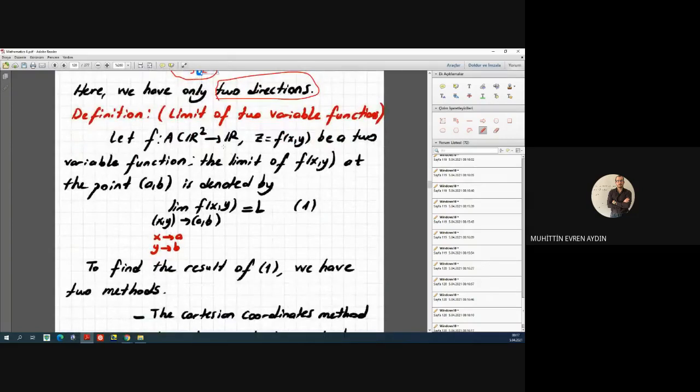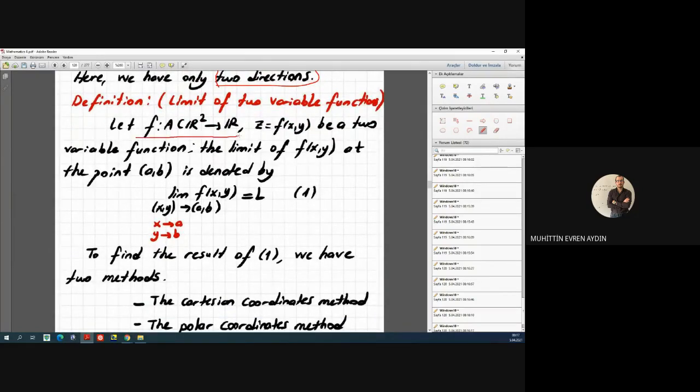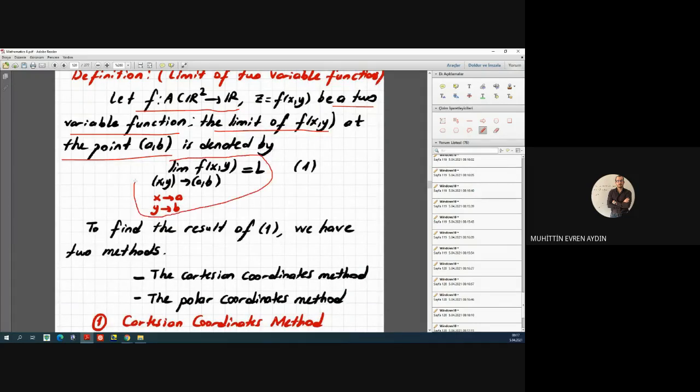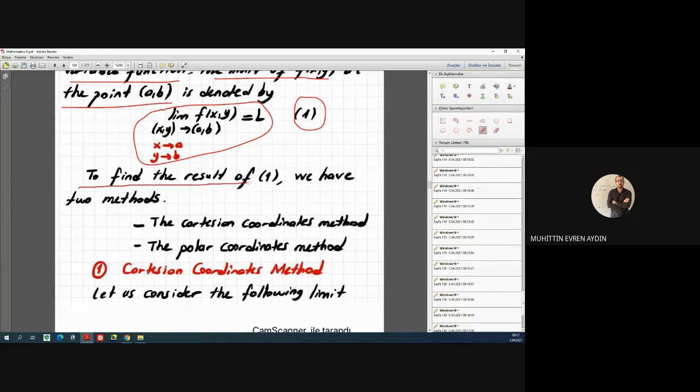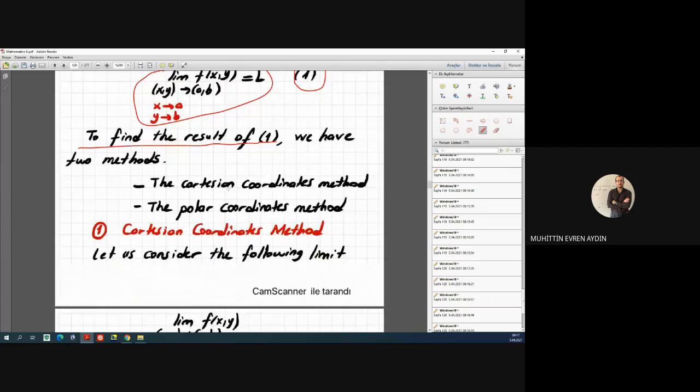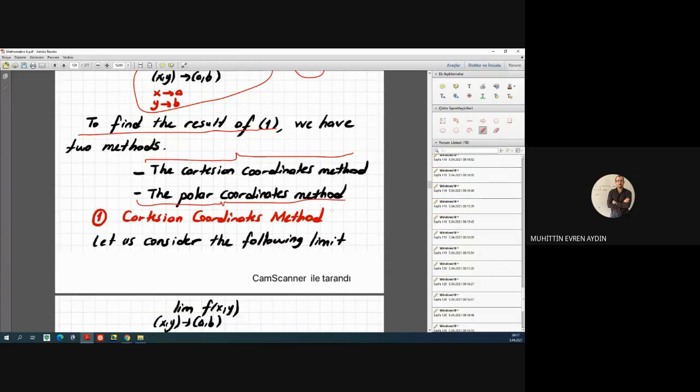Let's explain now. Let z equals f of x comma y be a two variable function, and the limit of f at the point a comma b is denoted by this symbol. This is important. Please keep this symbol, I mean equation 1, in your mind. To solve equation 1, we have two methods. The first one is the Cartesian coordinates method, and the second one is the polar coordinates method.